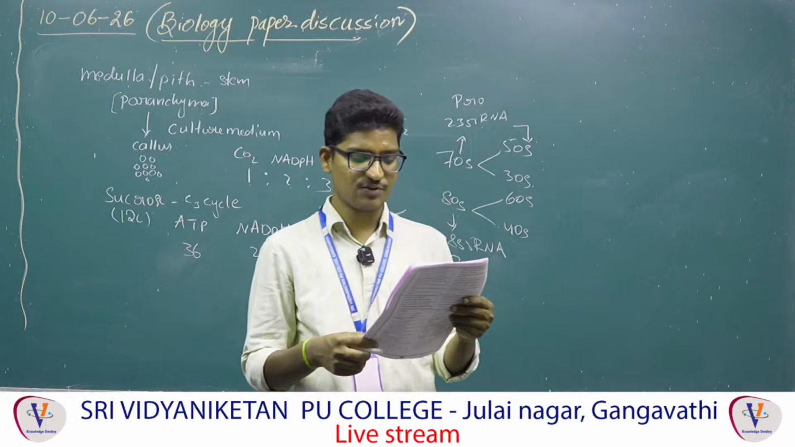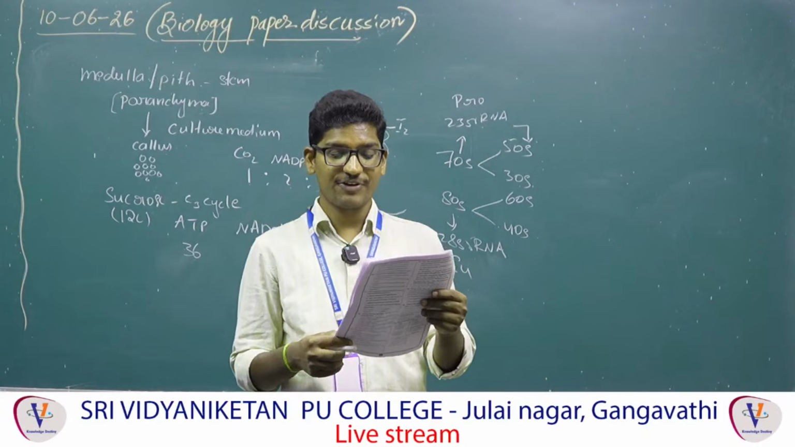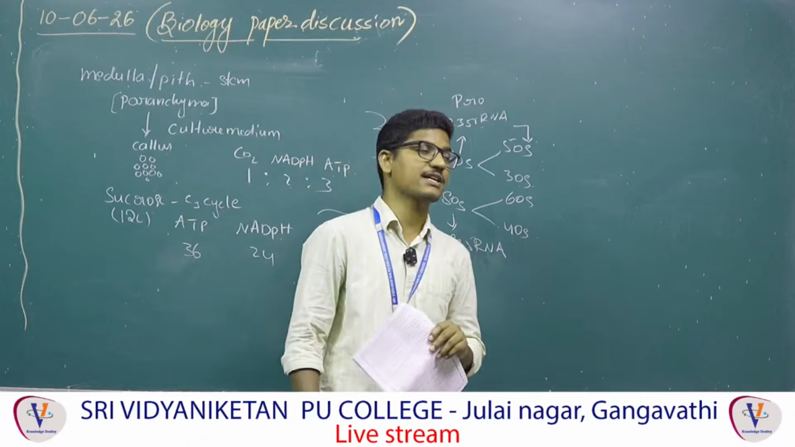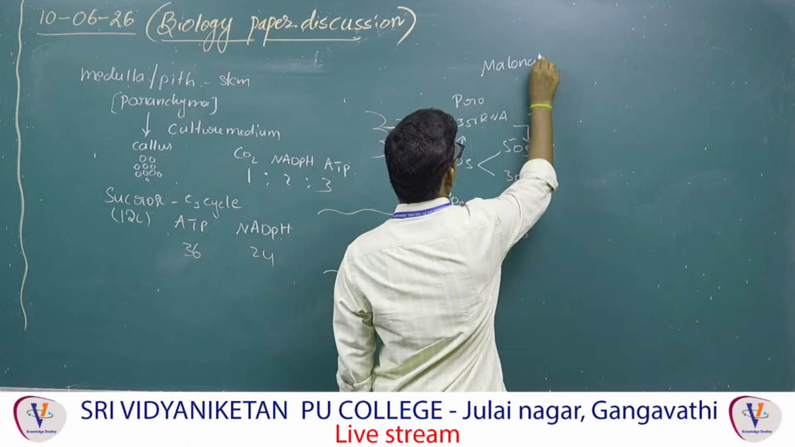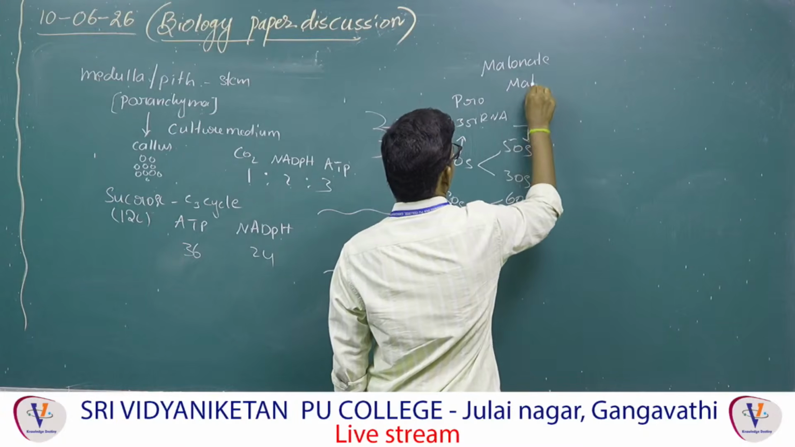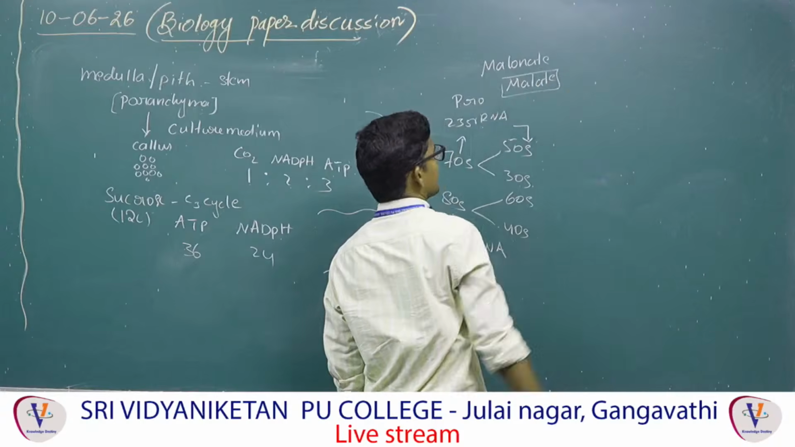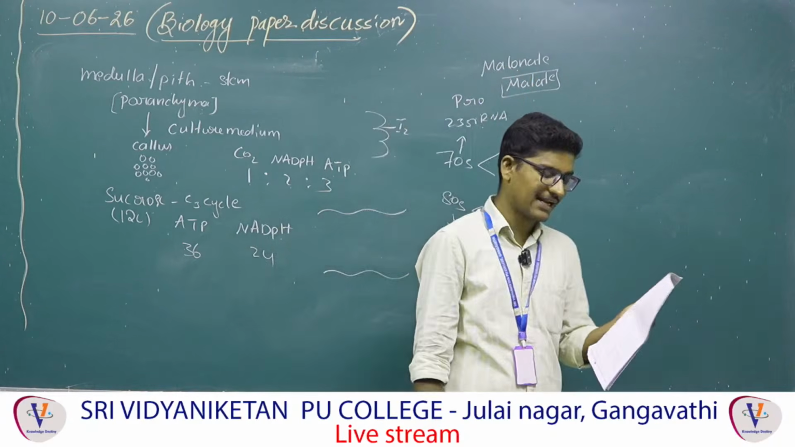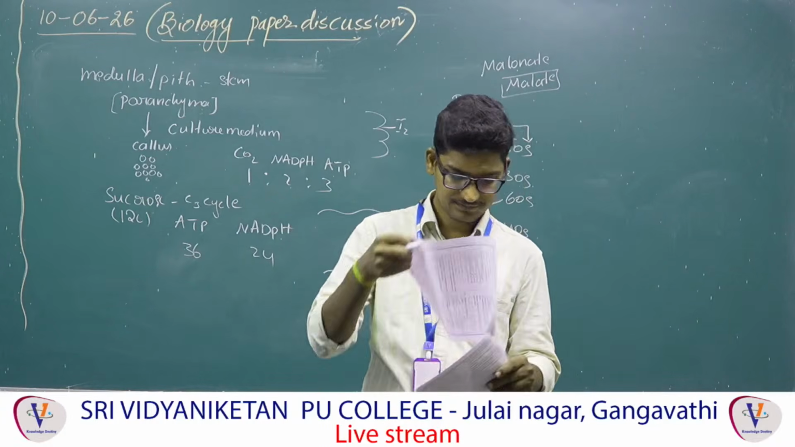Next, 165, which is incorrect. So, the second one is incorrect because for the succinic dehydrogenase enzyme, malonate is the competitive inhibitor. What they had given? Malate. Malate means malic acid, and malic acid has nothing to do with succinic dehydrogenase. Malonate is the answer. What they have given? Malate, which is wrong. Except B, the remaining are all correct.